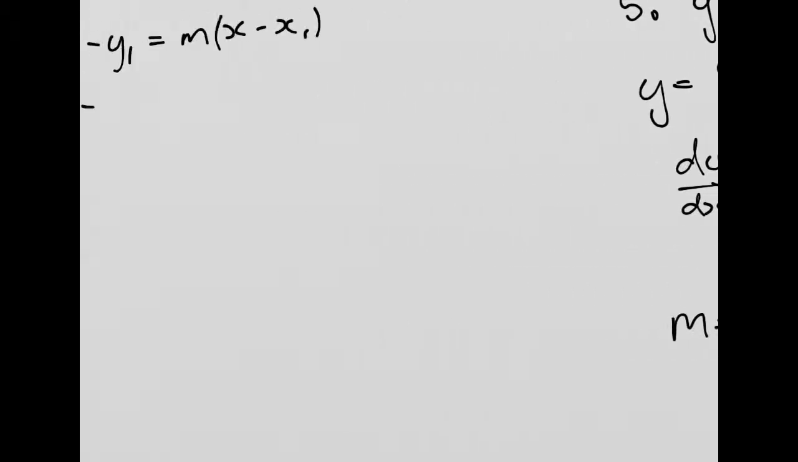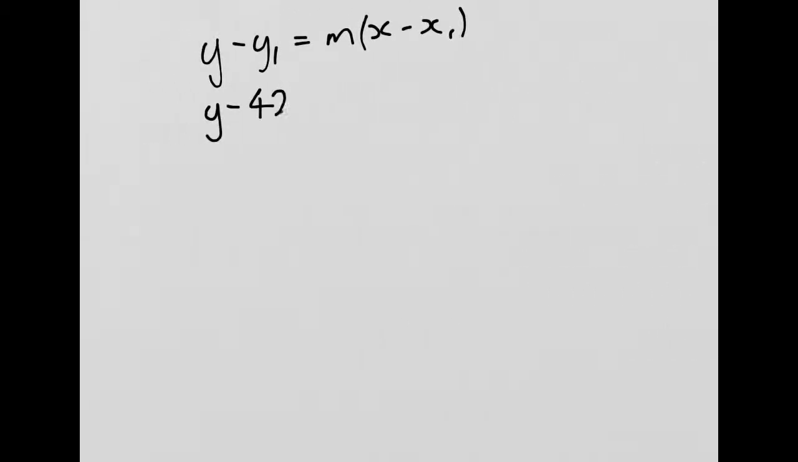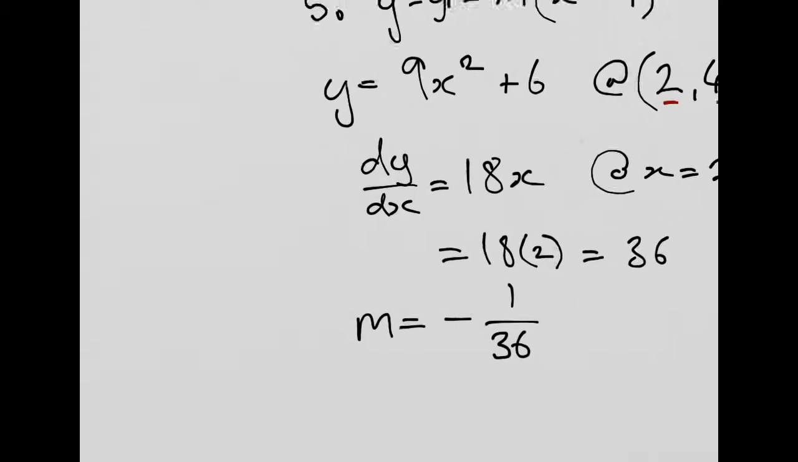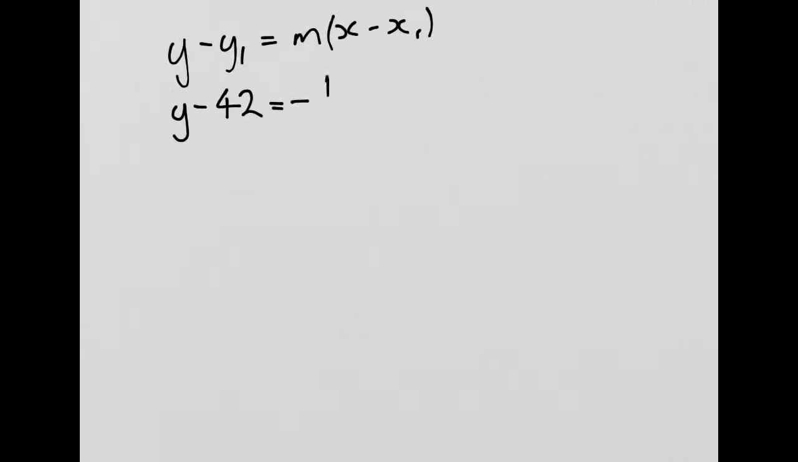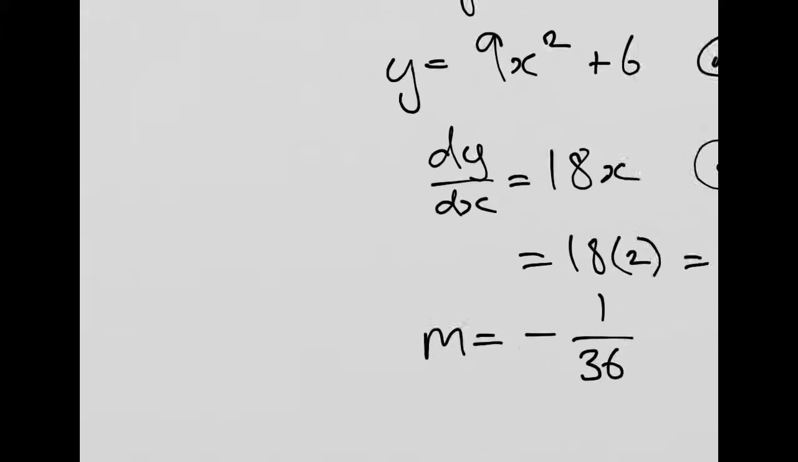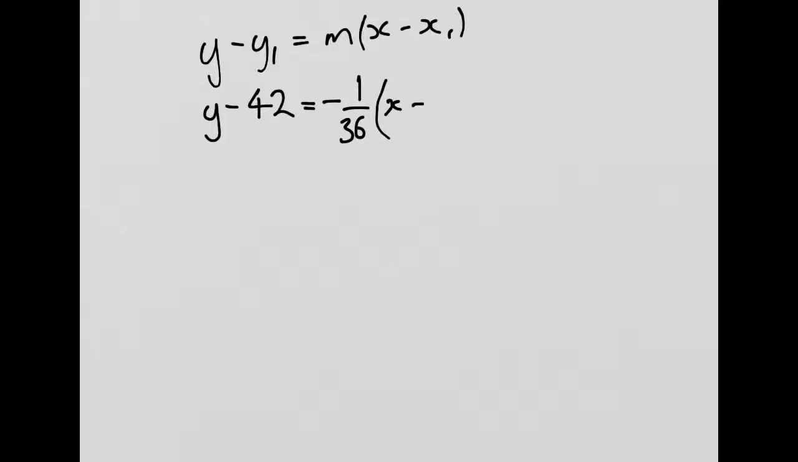Now we have all the information we need to calculate the equation for the normal. The equation is given by y minus y1 equals m outside of x minus x1. Now we'll just go and grab all the details that we need. So y minus 42 equals minus 1 over 36 outside of x minus 2.